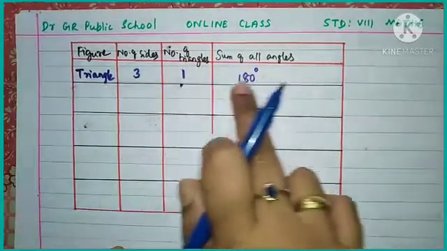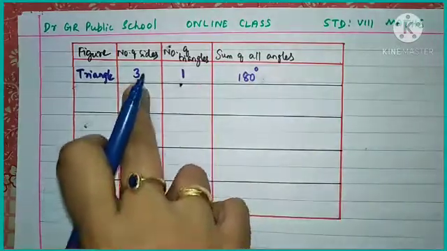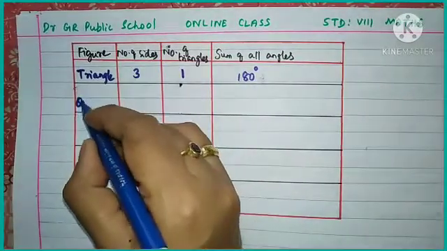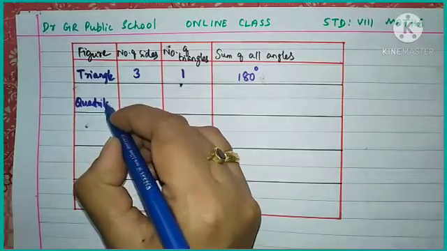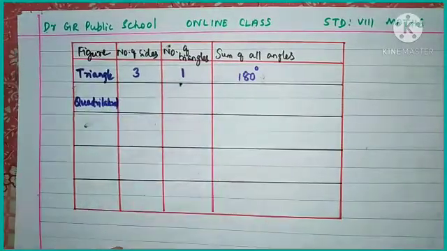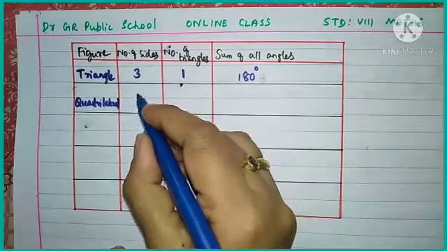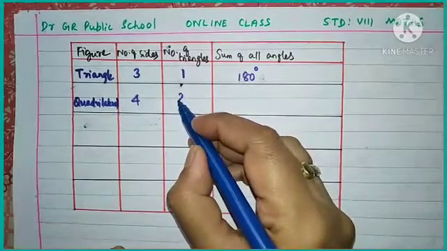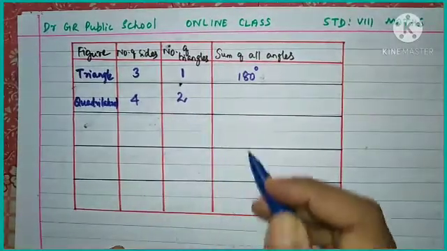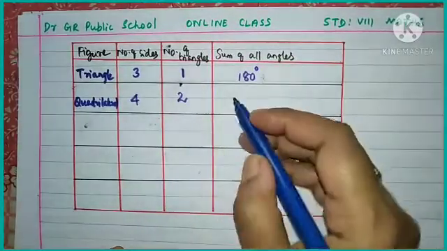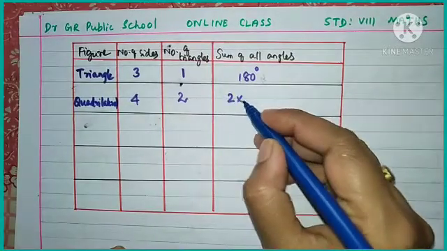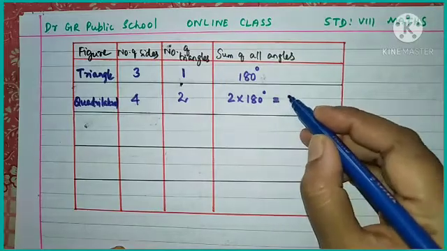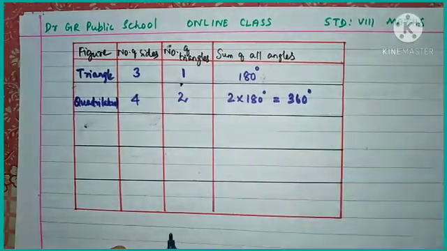Using this angle sum property of a triangle only, we are going to do the next one. So next, what did we see? We saw the quadrilateral. In a quadrilateral, how many sides were there? 4 sides. And how many triangles did we get there? 2 triangles. And what is the sum of all angles we found there? 2 times 180, that is, 2 triangles. So 2 into 180, we got 360 degrees.